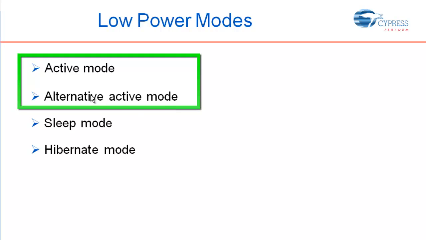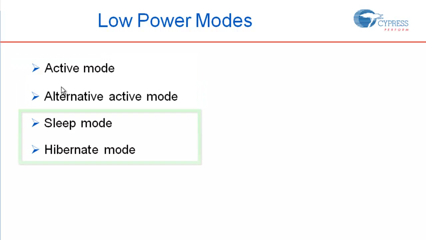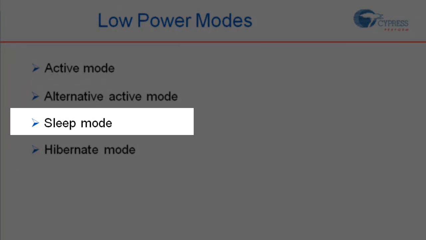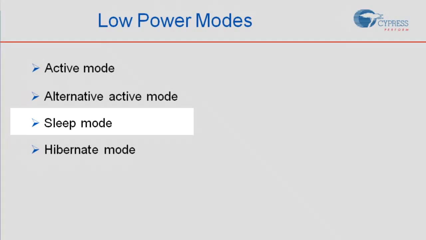Active and alternative active are the main processing modes, and the list of enabled peripherals is programmable for each mode. Sleep and hibernate modes are used when processing is not necessary for an extended time. All subsystems are automatically disabled in these two modes. In this video, we would focus on the sleep mode.